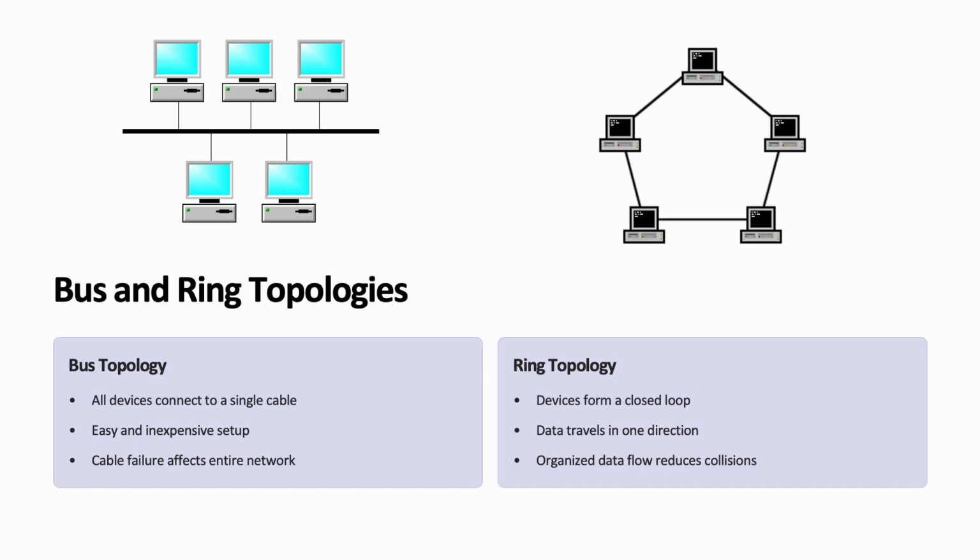Next, we have a ring topology. Each device connects exactly to two other devices, forming a closed loop or ring. Data travels in one direction, passing through each node sequentially. As a topology, it's easier to manage traffic and bandwidth. A break in the ring, however, can interrupt the network unless redundancy is considered. You will find ring topologies in telecommunication systems, sometimes with backup paths.